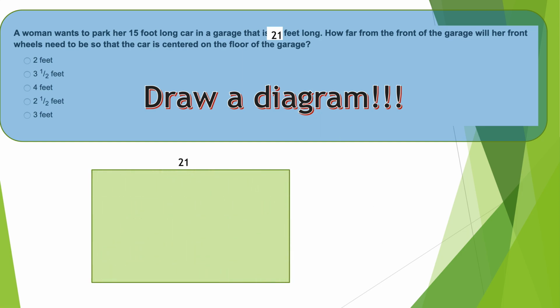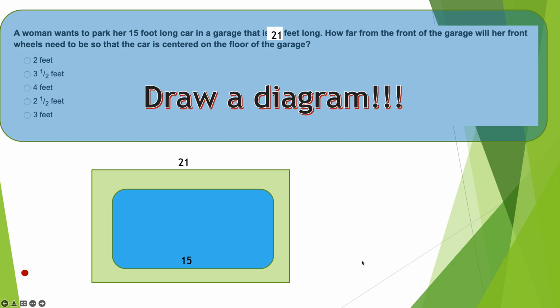Okay, 21 is that length. I'm going to fit the car inside of it. And the car we said was 15 foot long. So you have 6 feet left over between the front and the back. That's 3 feet each. That's my correct solution.